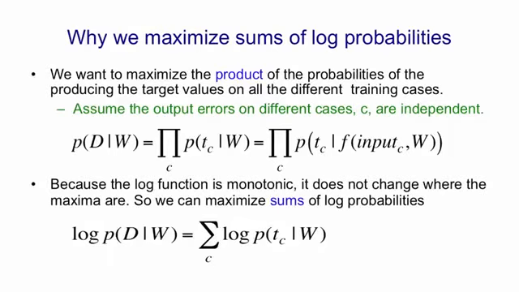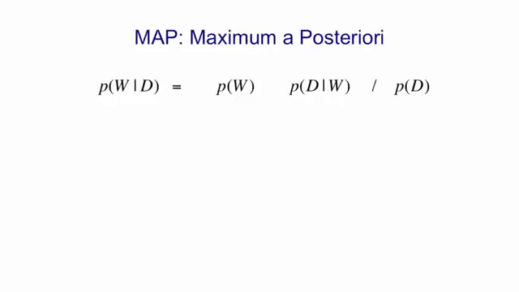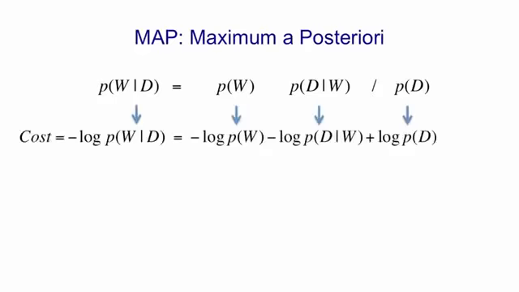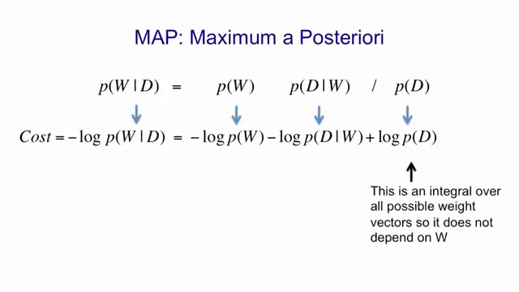In maximum a posteriori learning, we're trying to find the set of weights that optimizes the trade-off between fitting our prior and fitting the data. So that's Bayes' theorem. If we take negative logs to get a cost, we get that the negative log of the probability of the weights given the data is the negative log of the prior term and the negative log of the data term and an extra term. That last extra term is an integral over all possible weight vectors, and so it doesn't affect W, so we can ignore it when we're optimizing W.